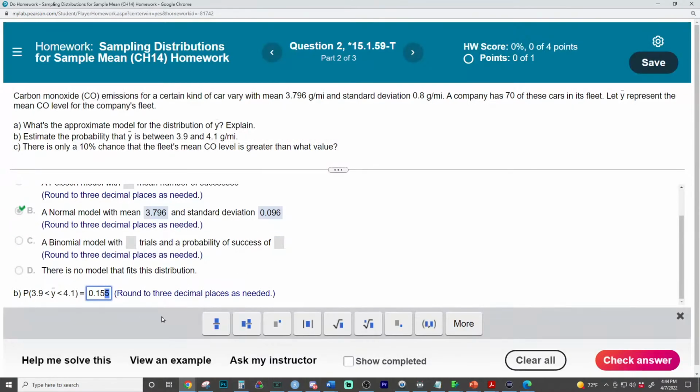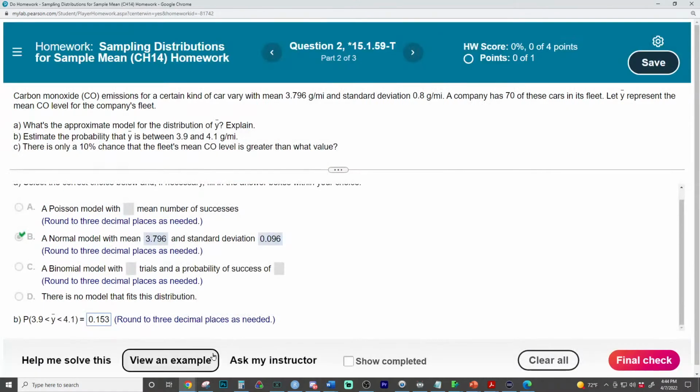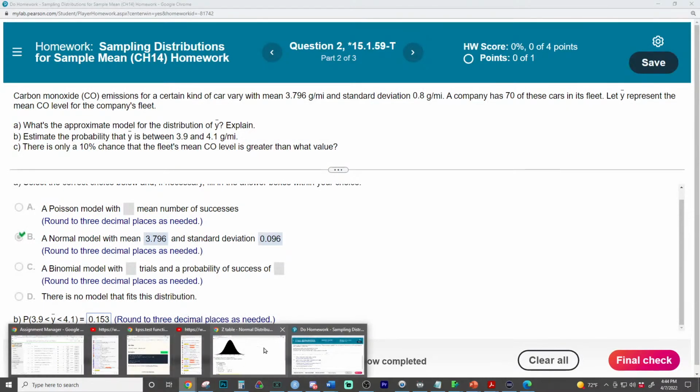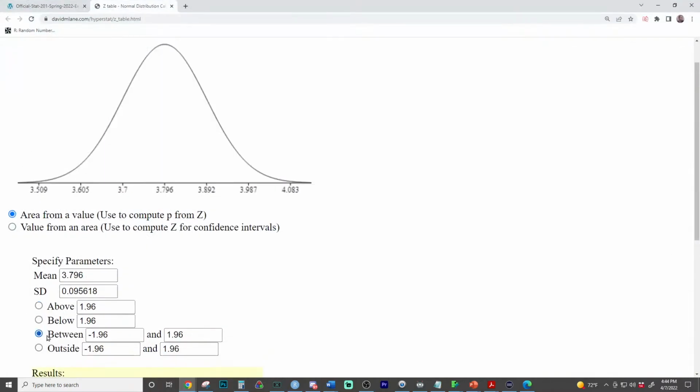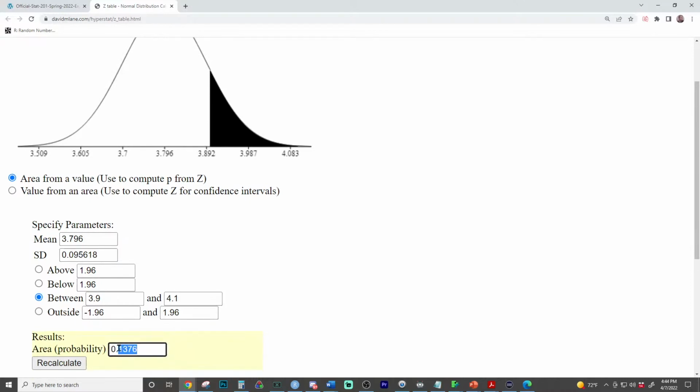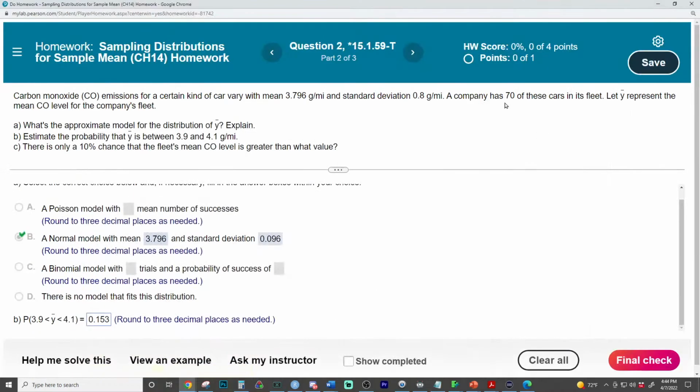Oh, we get one more guess. No, that was close. 3.9 to 4.1. Let's find it. So we want to go between 3.9 to 4.1. It's going to be like 14.8. Oh, I was further off than I thought. Well, that was sad.